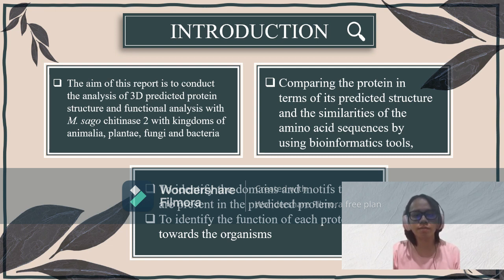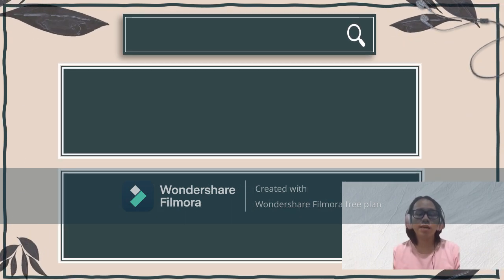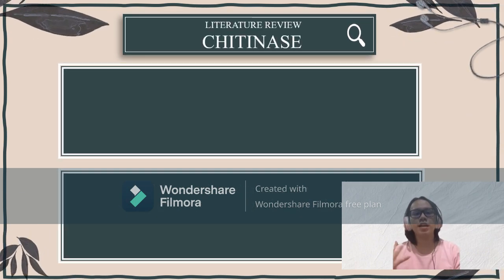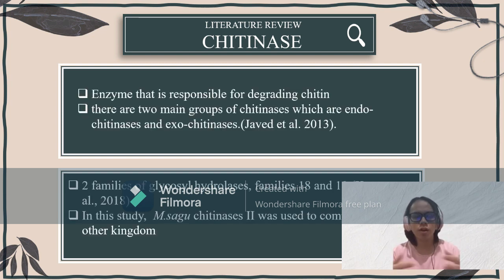each organism. Literature review. Chitinases are enzymes that are responsible for degrading chitin, and there are two main groups of chitinase which are endochitinase and exochitinase. There are two families of glycosyl hydrolases which are family 18 and family 19. In this study, M.sagu kinase 2 was used to compare with other kingdoms of chitinases.